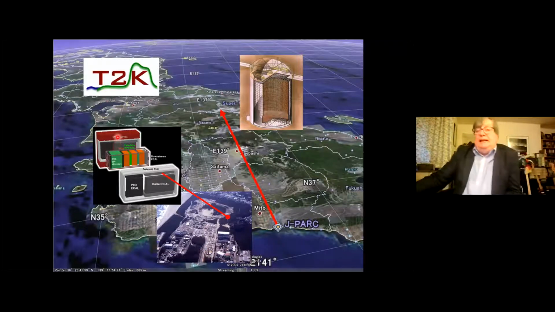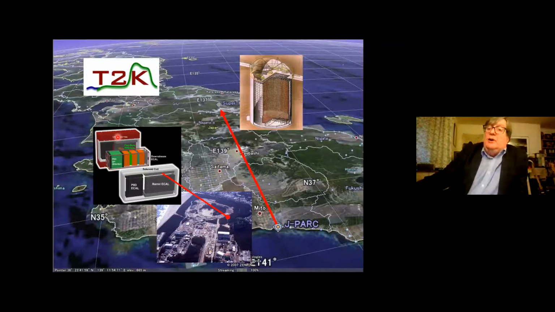That magnet is the magnet from the old UA1 experiment at CERN. It was decorating a parking lot at CERN, so they donated it to us. And we shipped it to Japan and stuck it 20 meters down in the ground to magnetize our near detectors. And that thing is the size of my house, roughly.